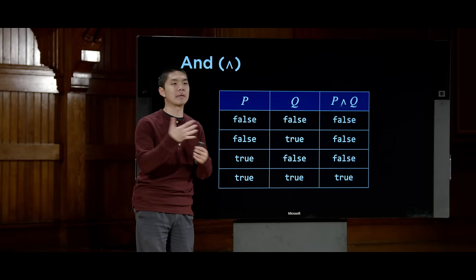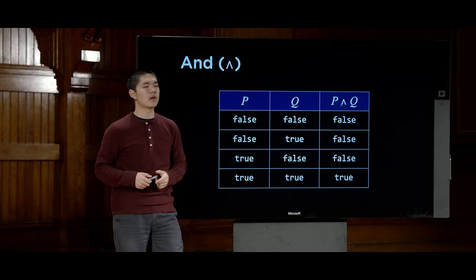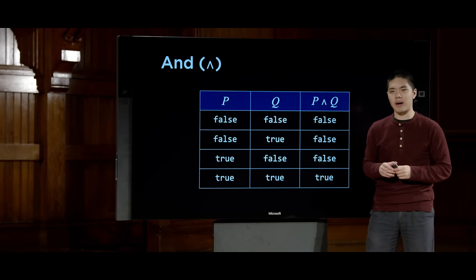So we have P is false and Q is false. We have P is false and Q is true, P is true and Q is false, and then P and Q both are true. And those are the only 4 possibilities for what P and Q could mean. And in each of those situations, this third column here, P and Q, is telling us a little bit about what it actually means for P and Q to be true.